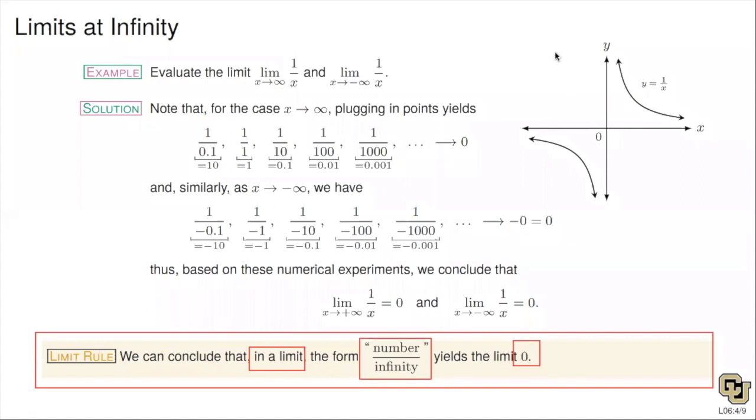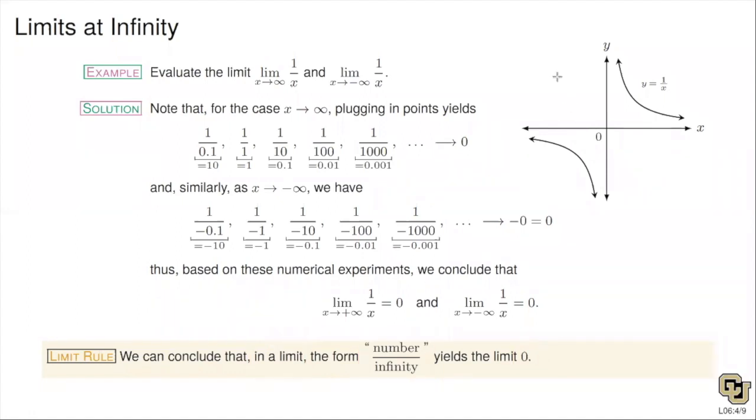Of course, the 1 over x graph is a great graph to remember because it has all that information built right into the graph. And here, when we're sending x to infinity, we're looking at the tail behavior. What's happening as x goes to infinity and as x goes to minus infinity.